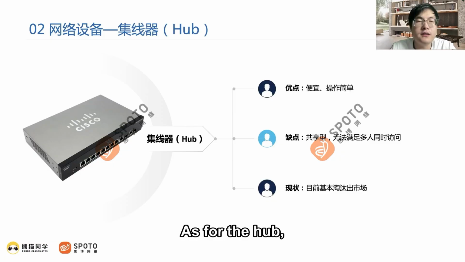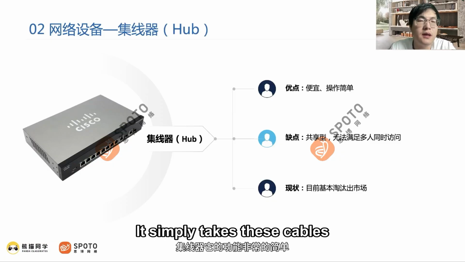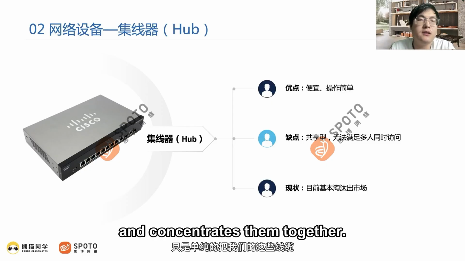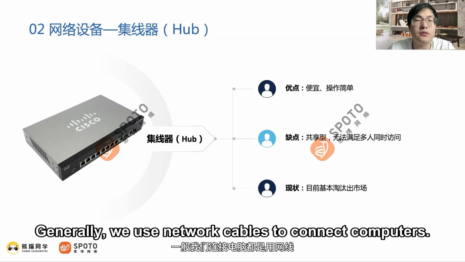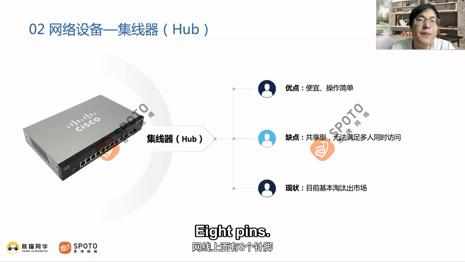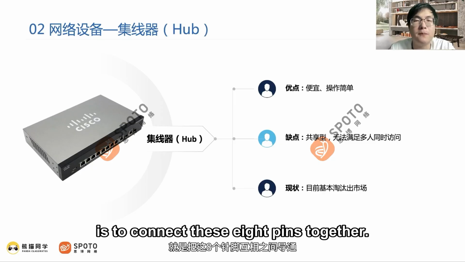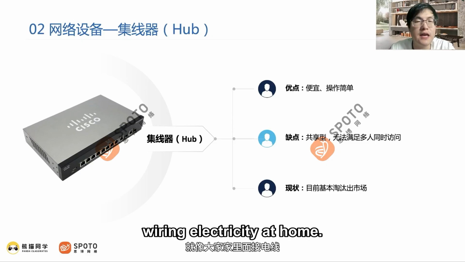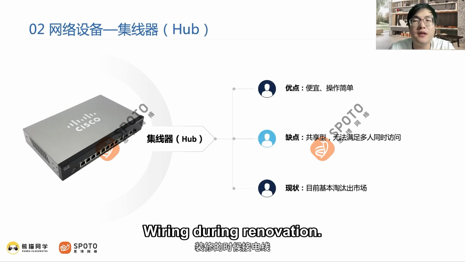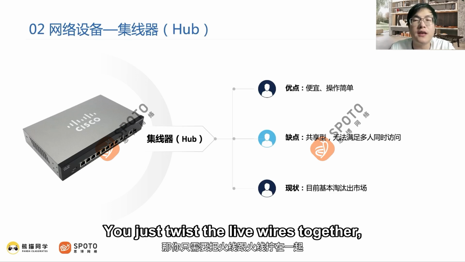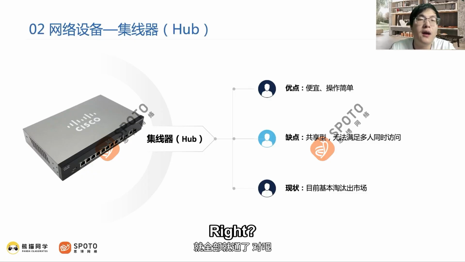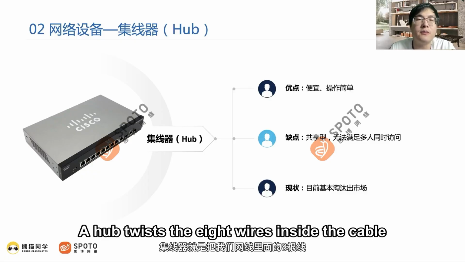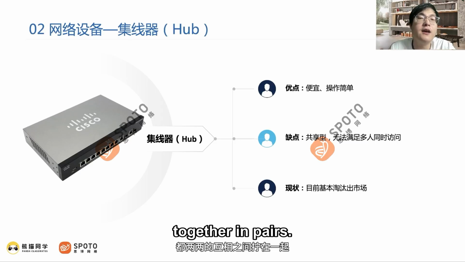Hub. As for the hub, its function is very simple. It simply takes these cables and concentrates the corresponding network cables. Generally, we use network cables to connect computers. There are 8 pins on a network cable. So the hub's function is to connect these 8 pins together. It's just like wiring electricity at home. Wiring during renovation, you just twist the live wires together, twist the neutral wires together, and twist the ground wire. In this way, everything is connected. So over here, a hub twists the 8 wires inside the cable together in pairs.